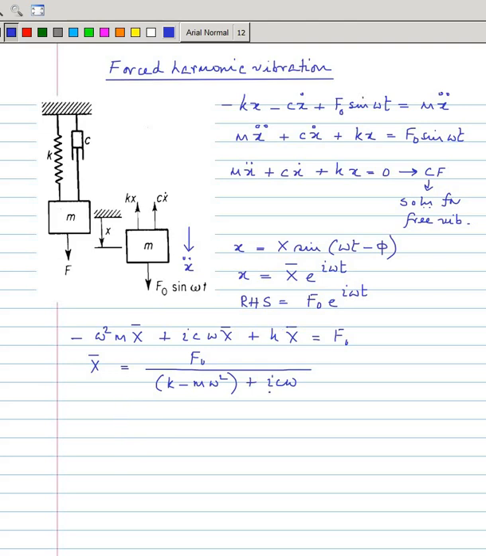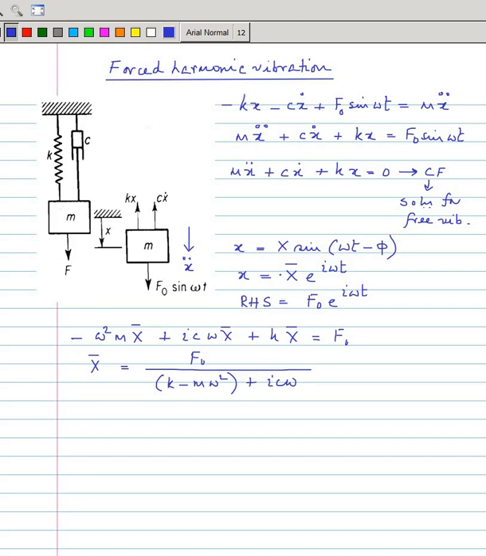Now as you see, the denominator has got one i, so the denominator is complex. That means this right hand side has a magnitude and a phase, and the magnitude of this is the magnitude of x bar, and the phase of this is the phase of x bar. So x bar is not a real number, it is also a complex number.